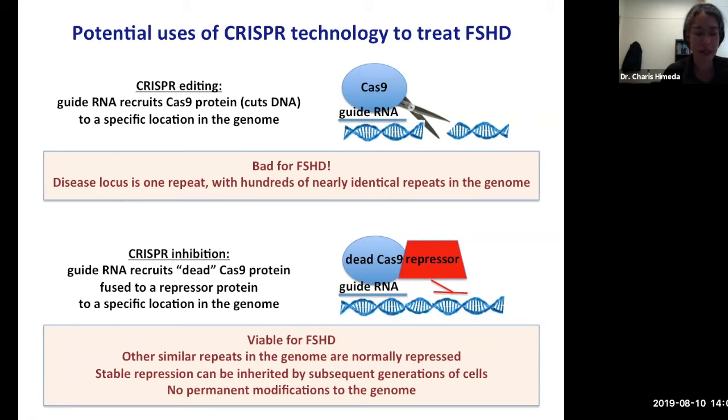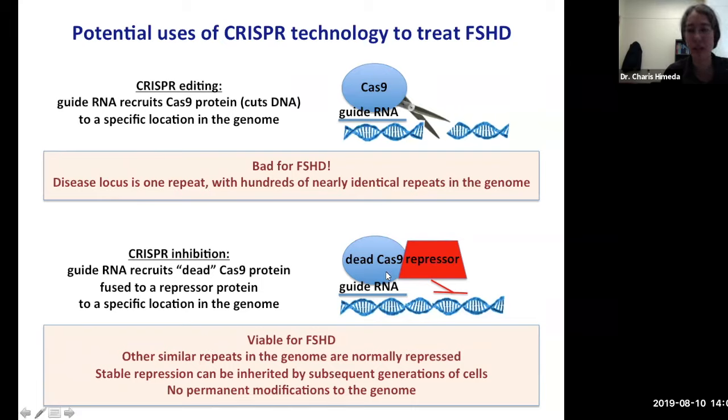And it's also not an ideal system for FSHD because the disease locus is just one repeat with hundreds of nearly identical repeats in the genome. And cutting your genome in hundreds of places is really not a good idea. But an alternative system is CRISPR inhibition.